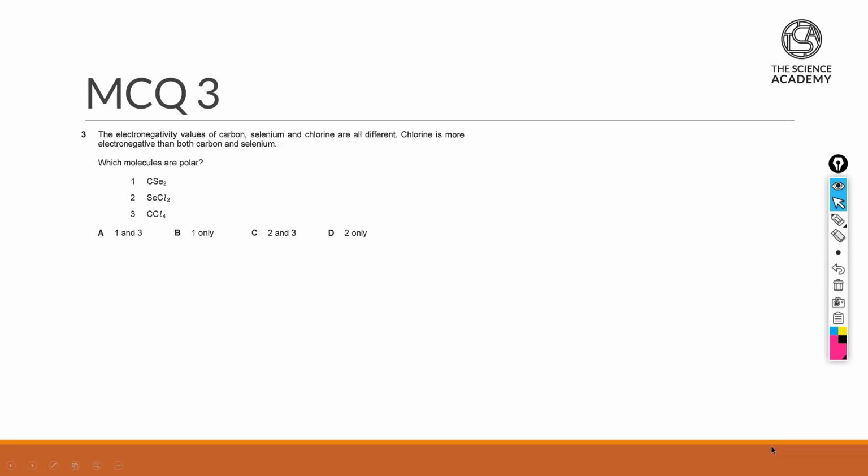In MCQ 3, this is a continuation of chemical bonding. So for this question, we're tasked to find out which of the molecules are considered to be polar out of the three, and the best way to approach this question is to draw out the VSEPR structure.